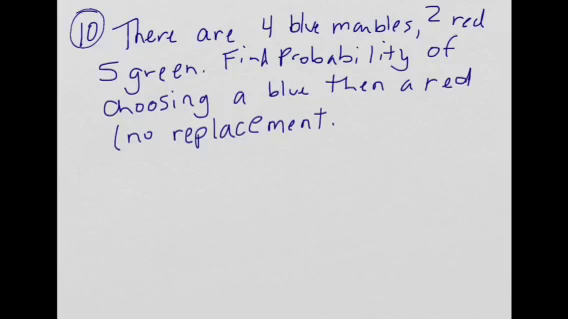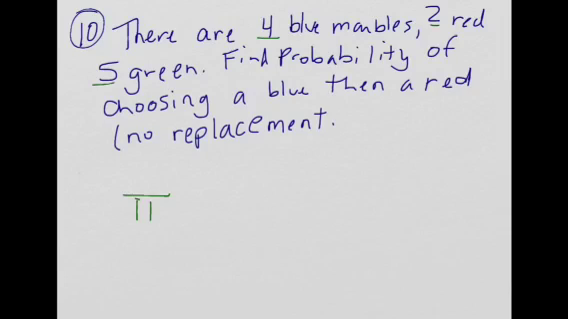All right, let's look at probability. There are 4 blue marbles in the bag, 2 red and 5 green. We're going to find the probability of choosing a blue and then a red without replacing the marbles. So the first thing that we're going to do is find our denominator. To find our denominator, we're going to add 4 and 2 and 5 to find out how many marbles are in the bag. So with that, we're going to have 11 marbles in the bag.